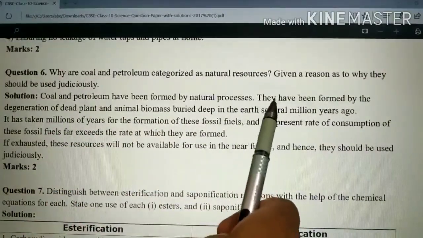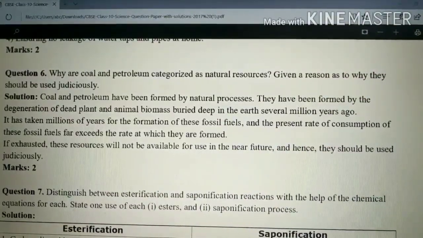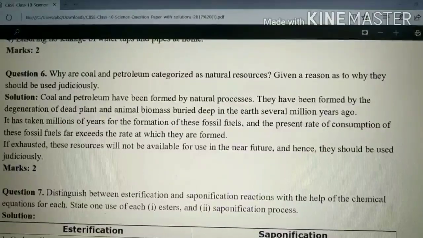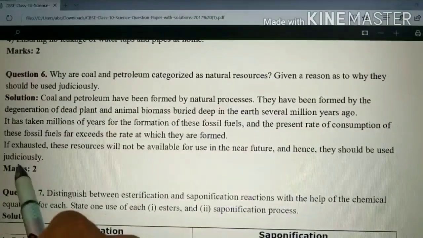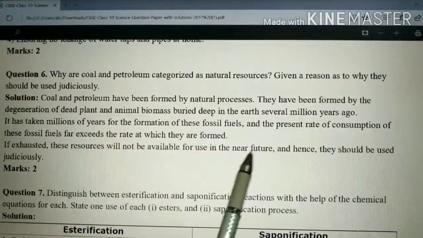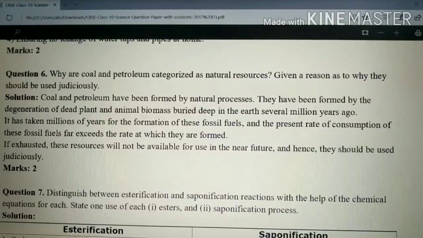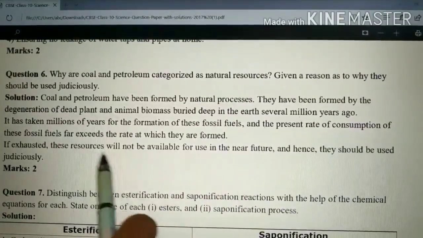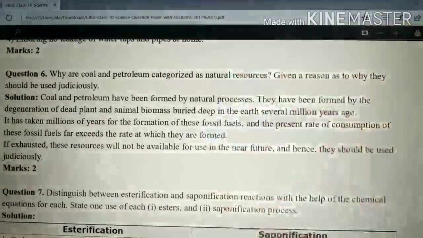So that is your point here. Fossil fuels are formed by nature. It takes millions of years for the formation of fossil fuels. The consumption of fossil fuels is more than the production of fuels. If they are exhausted, the resource will not be available for future use. If petrol is exhausted, it is not recycled. If it is used, it is exhausted in nature and cannot be used further. That is why they have to be used judiciously, carefully. Judiciously means carefully. So you have to write these answers. Simple one. Read it again one time and you can be clear.